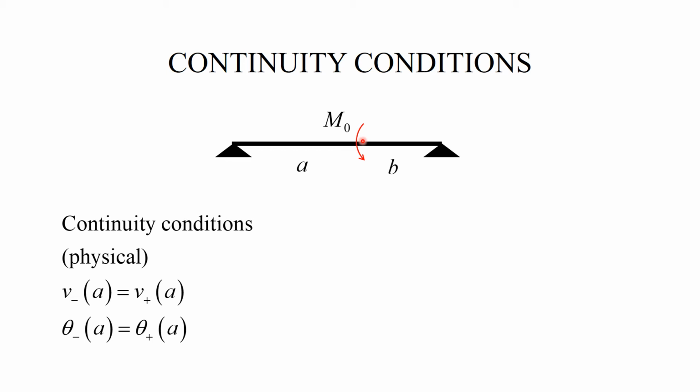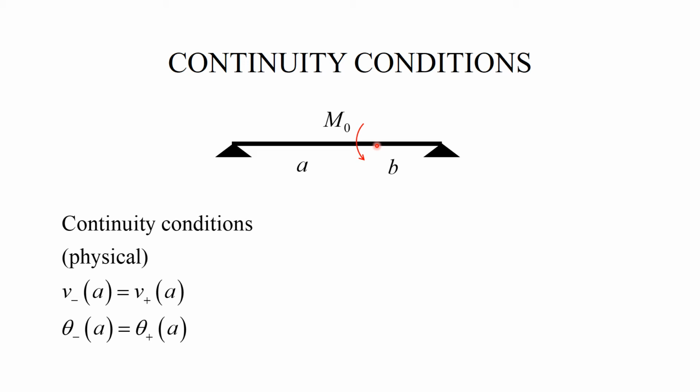How do I argue that? I said if they were different, then the beam would be broken because the two parts of the beam can move different distances. And therefore, since the beam is not broken, V minus must be equal to V plus. Similarly, I claim that the slopes on the left and on the right must be the same. Okay.